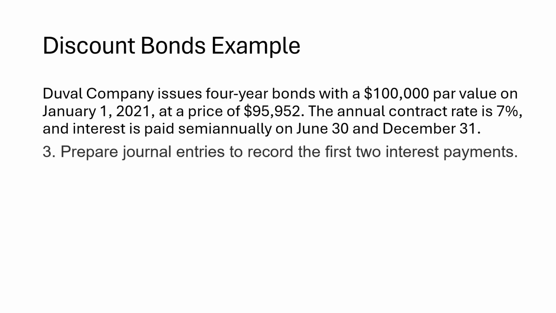So once you figured out that table, the next thing that they want you to do is just record the journal entries for the first two interest payments. Those first two interest payments will be on June 30th and December 31st. These two will actually be the exact same journal entry, so I'm only going to do one. So June 30th, you have to remember what all goes into the interest payment journal entry. We know that we will be recording some interest expense, and your book calls it specifically bond interest expense.